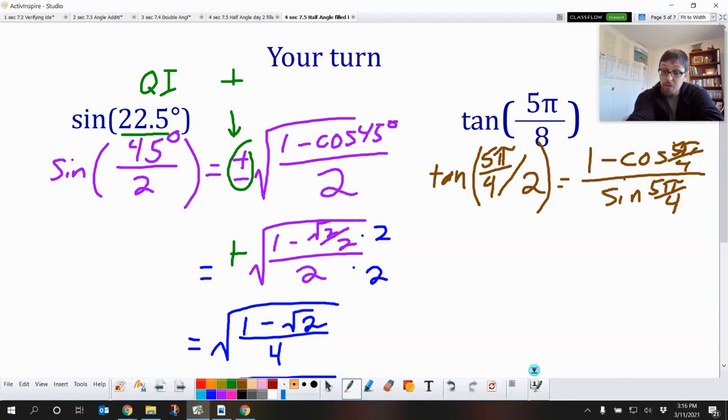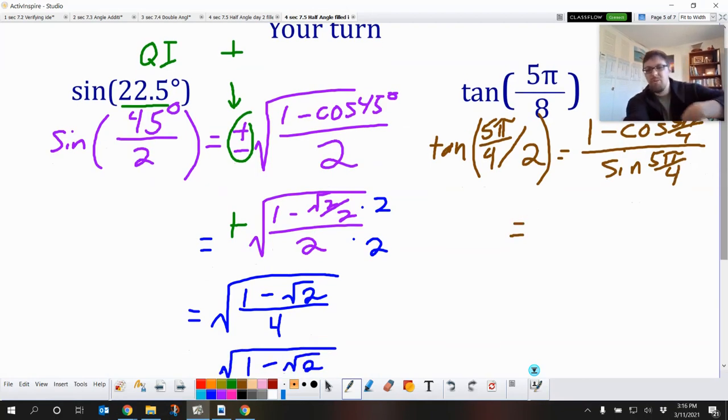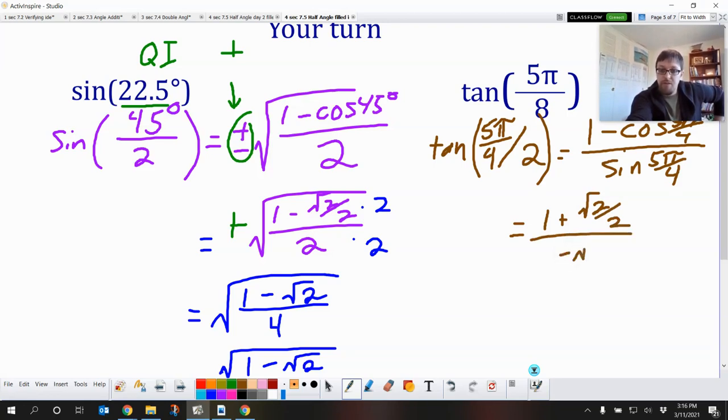Now notice that there is no little plus or minus at the beginning of this one, so I don't have to really worry about what quadrant 5 pi over 8 is in. Well, I don't have to worry about that. There is no plus or minus. You would have to worry about that in the horrible one, but we're not doing that, so don't do that. Cosine of 5 pi over 4, that's in quadrant 3 where cosine is negative, so it is going to be negative. Note that I switched the minus to a plus. Square root of 2 over 2. Over sine of 5 pi over 4 is also negative square root of 2 over 2.